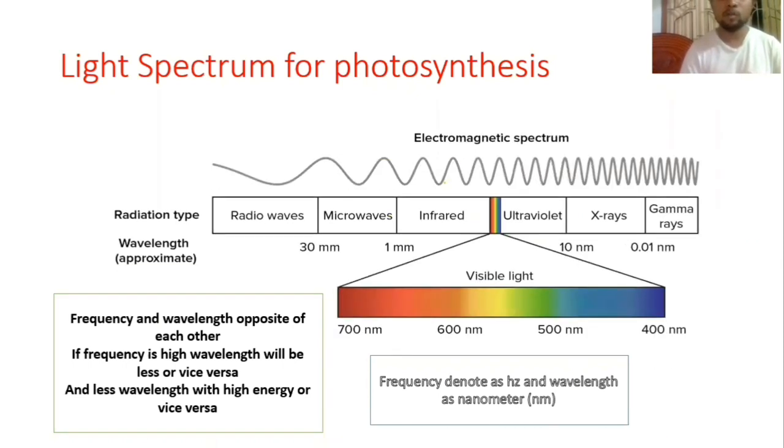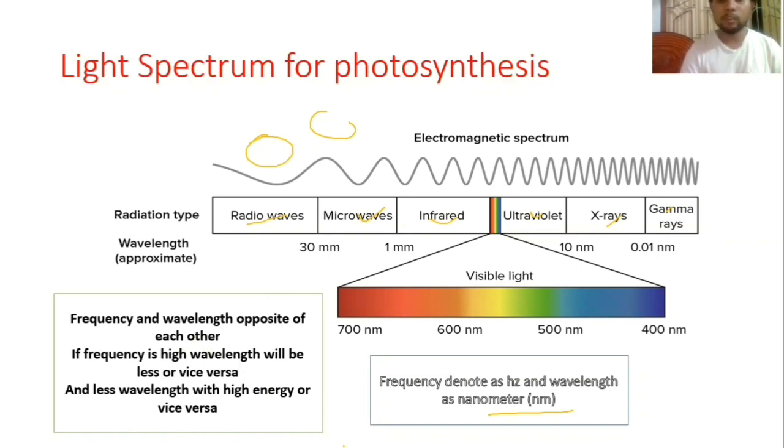Just a brief idea about which spectrum of light is used by the plant for photosynthesis. Here you can see radio waves, microwaves, infrared, ultraviolet, X-ray and gamma ray. Here we have frequency and wavelength. Frequency is denoted in Hz and wavelength in nanometers. I think you must know what frequency and wavelength are. If frequency is higher, then wavelength will be lower. If wavelength is higher, frequency will be lower. It is vice versa, they work as opposites of each other.